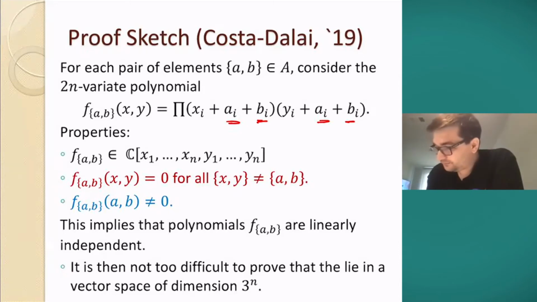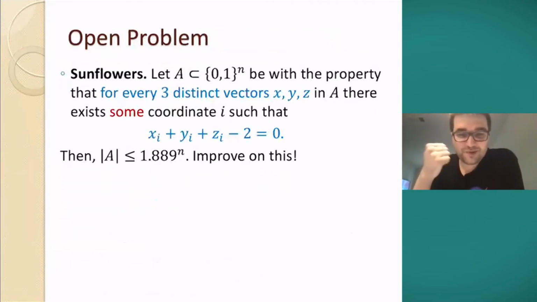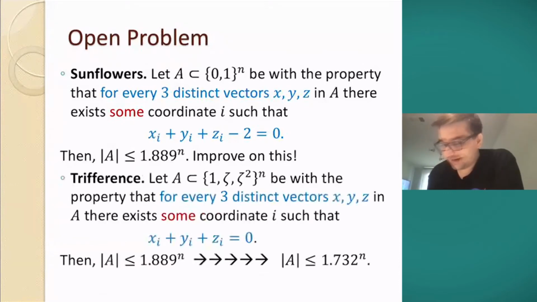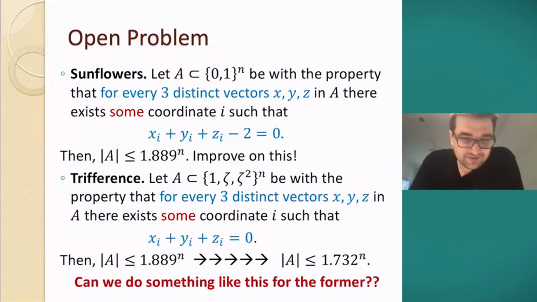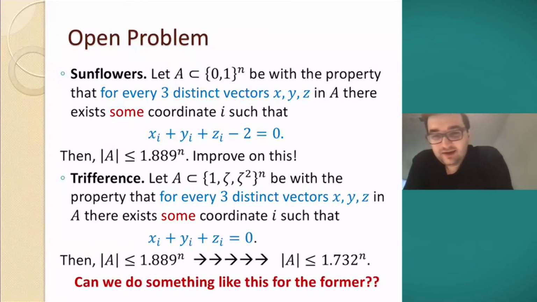Okay, so this leads to a very natural open problem, of course: improve on the sunflower problem. We have this bound from the slice rank argument, and we have a similar bound for the Trifference problem. It's almost the same problem if you look at them this way, except we have 3 letters for one and 2 letters for the sunflower problem. And you have this better bound, an algebraic bound, for the latter. So can one do something like that for the former as well?